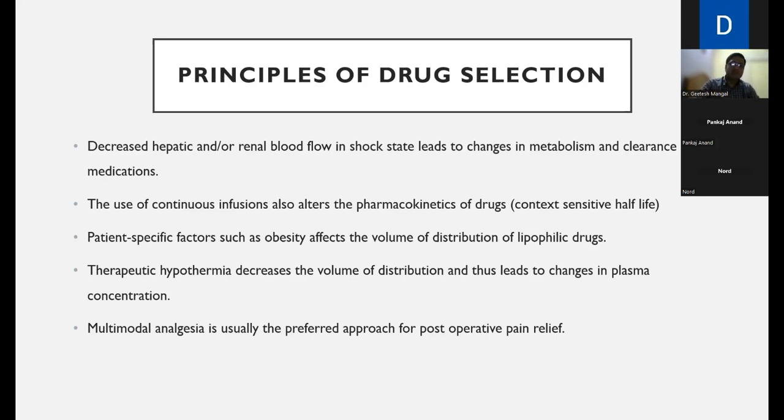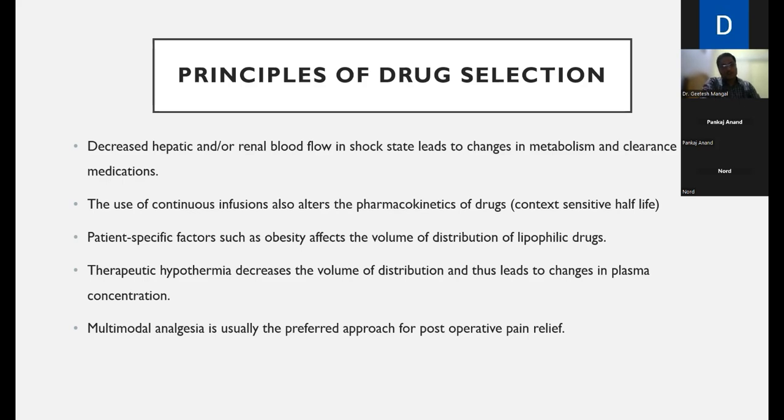But as we use it in infusions, it increases multiple times, and it may take 24 to 48 hours to flush it out of the system, and more so if the patient has hepatorenal dysfunction. So we have to be very mindful when we are using prolonged infusions of sedative medications.